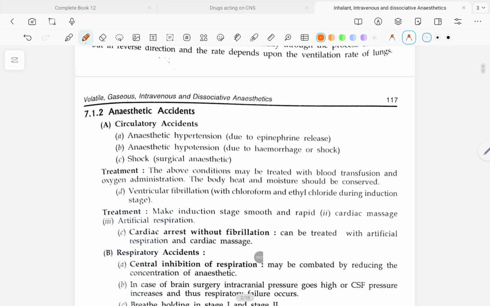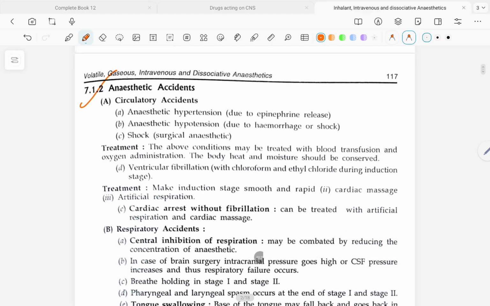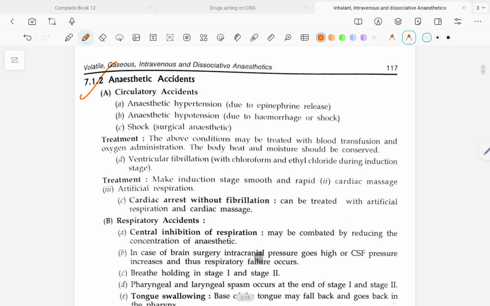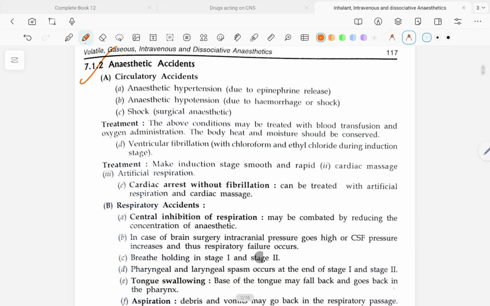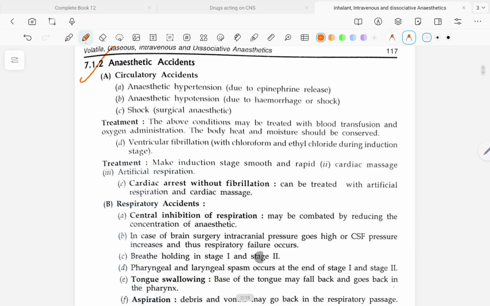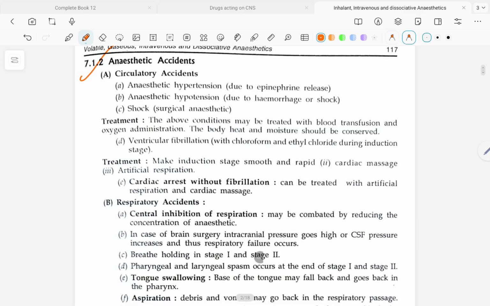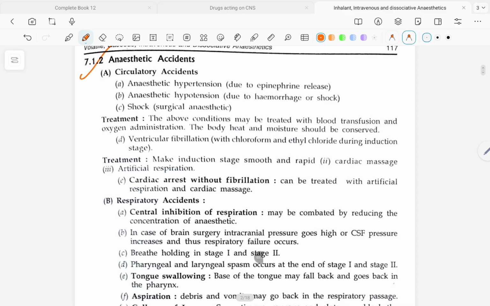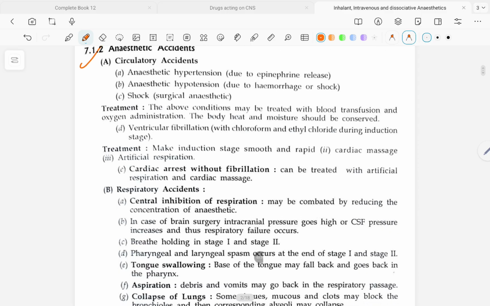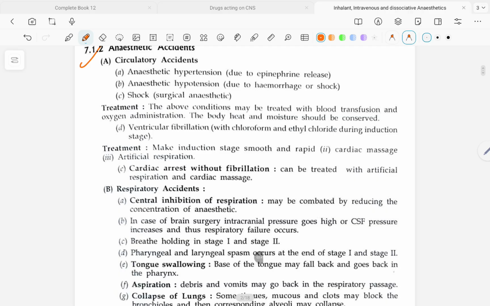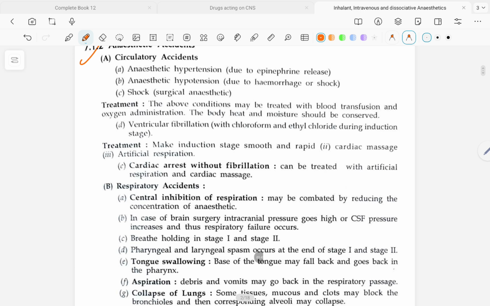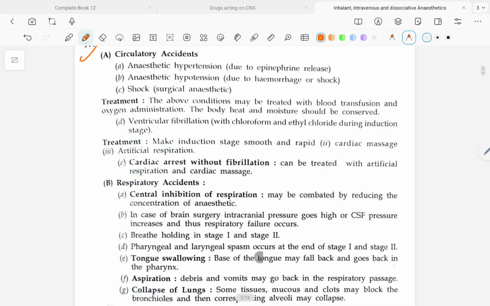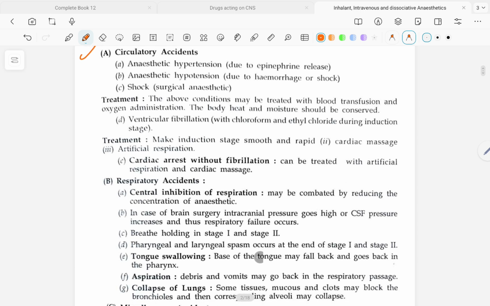Anesthetic accident. Circulatory accident: anesthetic hypertension due to epinephrine release, anesthetic hypotension due to hemorrhage or shock, surgical anesthetic shock. Treatment: the above conditions may be treated with blood transfusion and oxygen administration. The body heat and moisture should be conserved.